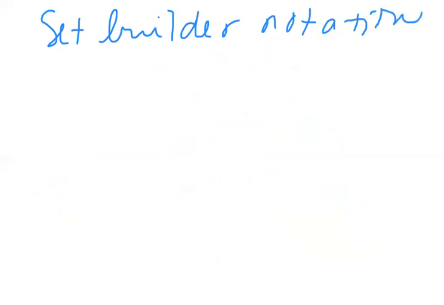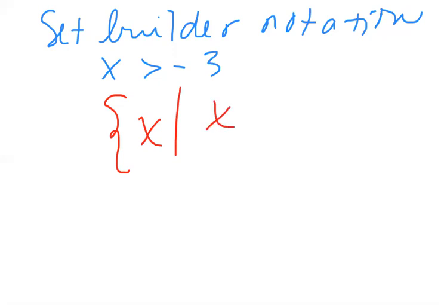So when you write set builder notation, if we're writing x is greater than -3, we would start off with the braces, identify the variable in question, such that the inequality x is greater than -3, and then you want to go ahead and close off the braces. This is set builder notation: the set of x such that you want all x's greater than -3. That's what set builder notation is.